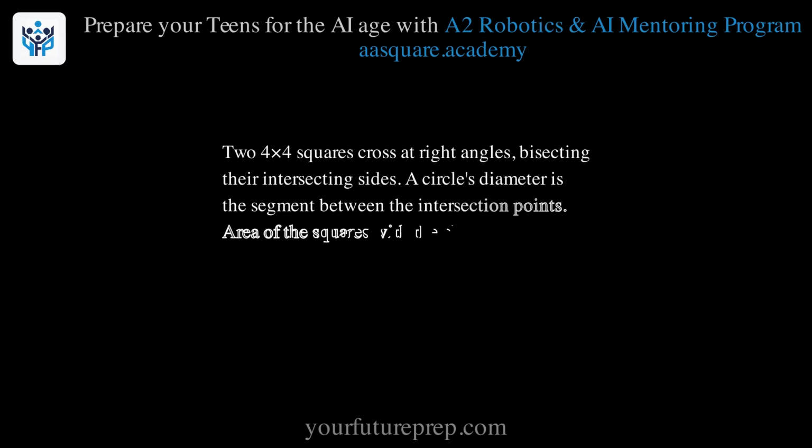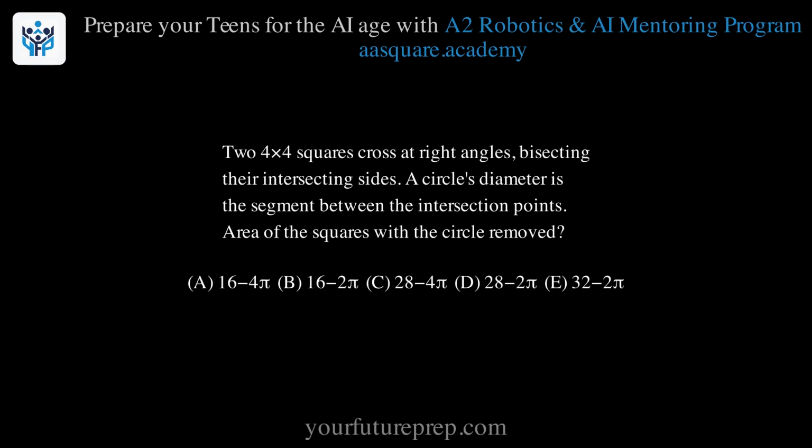Problem 25. Two 4x4 squares intersect at right angles, bisecting their intersecting sides. A circle's diameter is the segment between the two intersection points. What is the area of the shaded region left when the circle is removed from the squares?